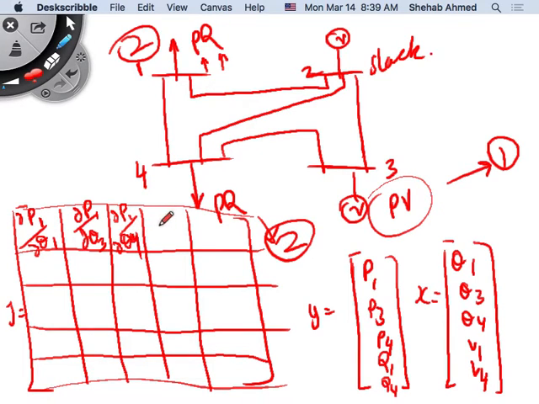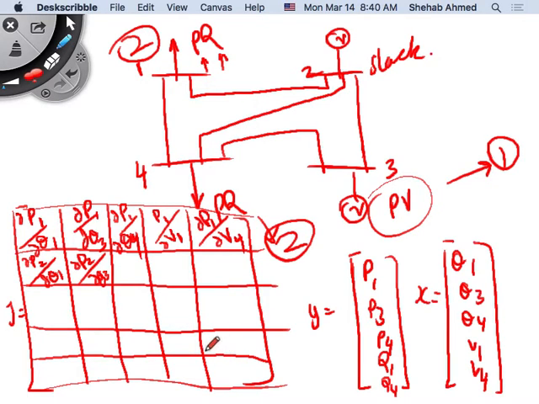And then this is also dP1 by dV1 and dP1 by dV4, and then this is dP2 by d theta 1, dP2 by d theta 3, and so on and so forth. Okay, so is everybody okay with filling up this matrix?